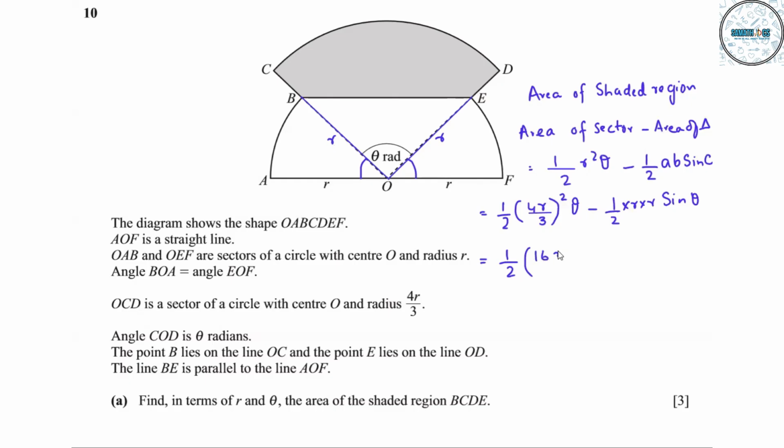When we simplify it, we will get 1 upon 2, 16 r square upon 9 theta minus 1 upon 2 r square sine theta. So this 2 will be cancelled out. So we can write it as 8 upon 9 r square theta minus 1 upon 2 r square sine theta.